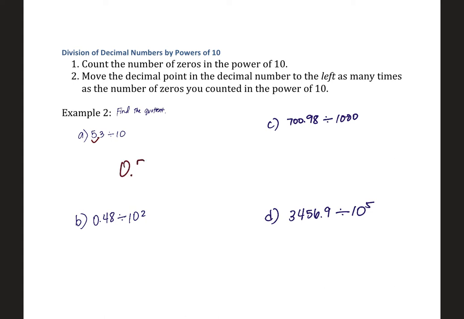So we have 0.53. For letter B, I know 10 squared is 100, or I can just say, okay, 10 squared has 2 zeros, the same as the exponent. So I'm going to move it 2 times to the left, right? We're making it smaller. So it's going to be 1, 2, fill in the zeros. 0.0048. Letter C, we have 700.98 divided by 1,000. We have 3 zeros, moving that 3 times to the left. 1, 2, 3.